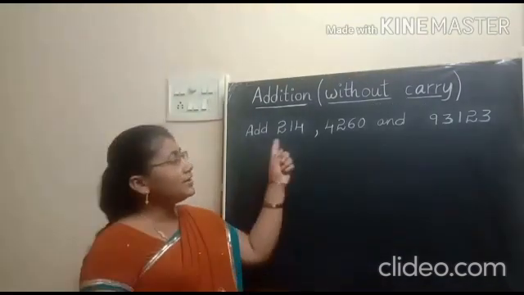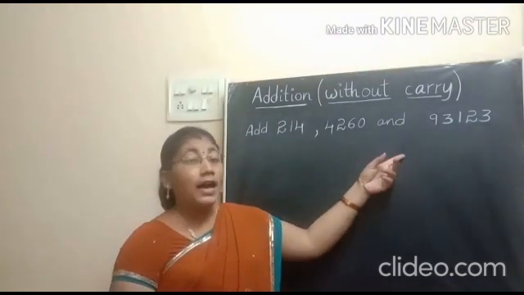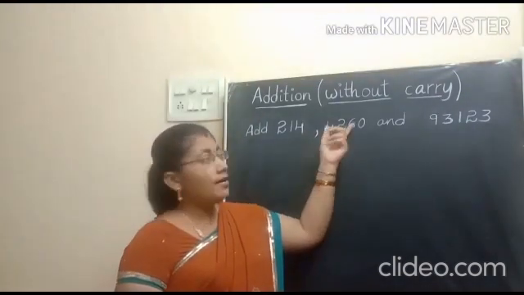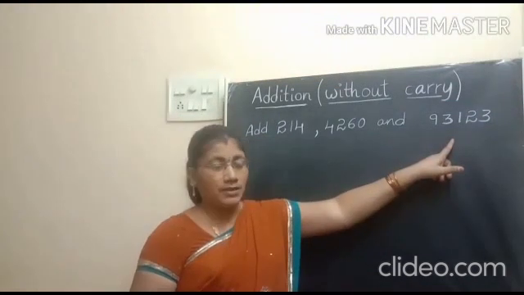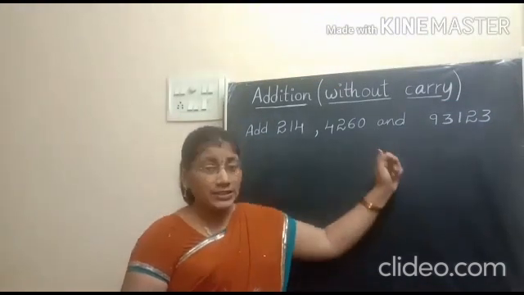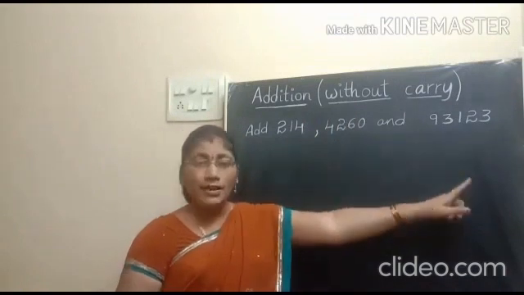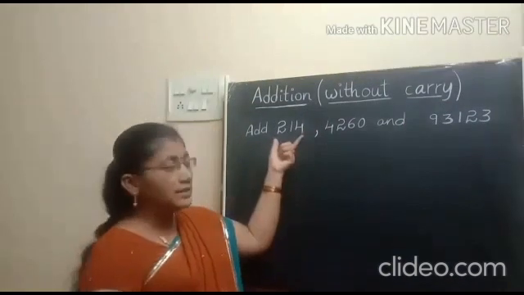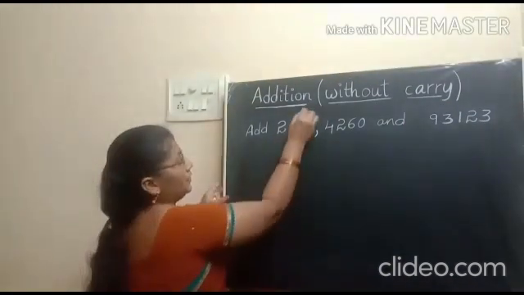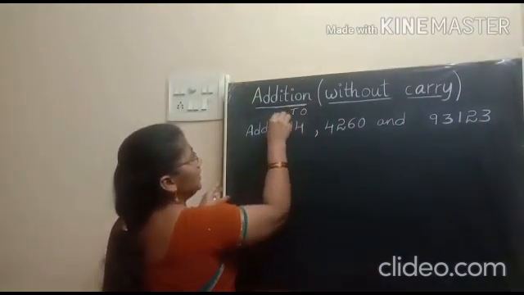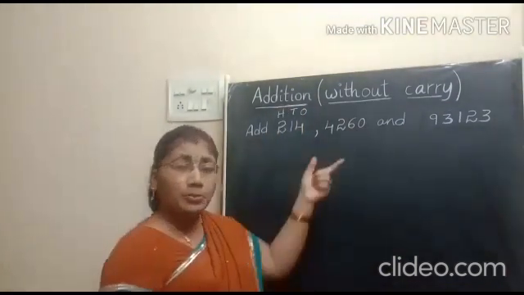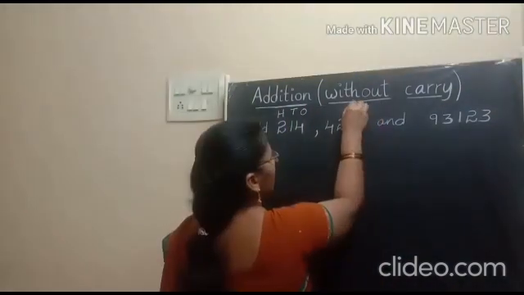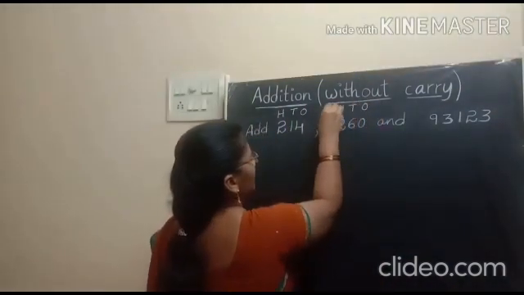Children, look at this example. Here, I am taking a 3-digit number, 4-digit number and a 5-digit number. How many places we need to represent a 3-digit number? 3. Ones, tens, hundreds. And to represent 4-digit number we need 4 places. Ones, tens, hundreds and thousands.